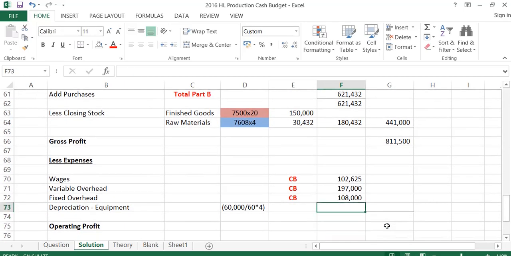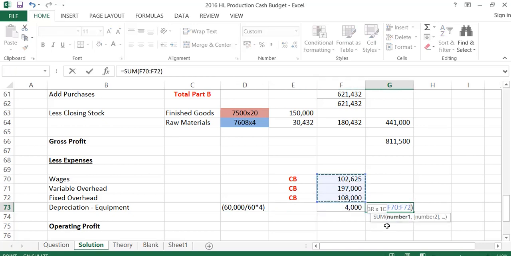Depreciation has to go in here to my profit and loss account as an expense. It doesn't go in the cash budget because it's a non-cash item, but it is an expense. So the depreciation we worked out earlier, we said that it was €1,000 a month because we took it away from fixed overheads. So it was €1,000 a month, and we're doing the P&L for 4 months, that would be €4,000. And the way we got the €1,000 was we divided the 60,000 by 60 months.